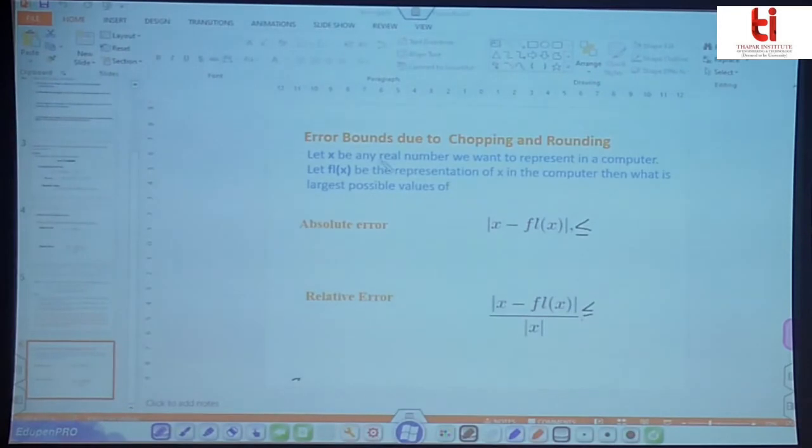So suppose x is any real number we want to represent in a computer. Let fl(x) be the representation of x in the computer. Then what is the largest possible value, the upper bound, of the absolute error and relative error? Let's start the proof. We have to find the maximum value of the absolute error and relative error. Let us represent it by the number n. So we have to compute the value of n.